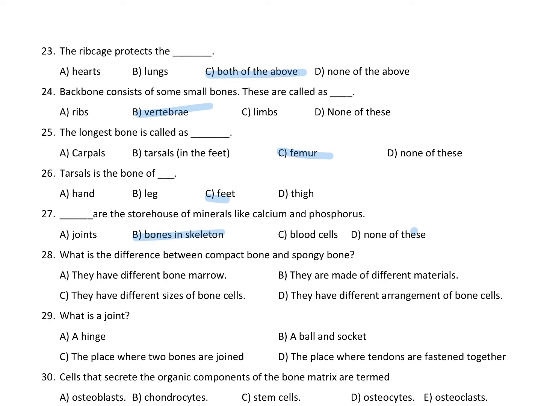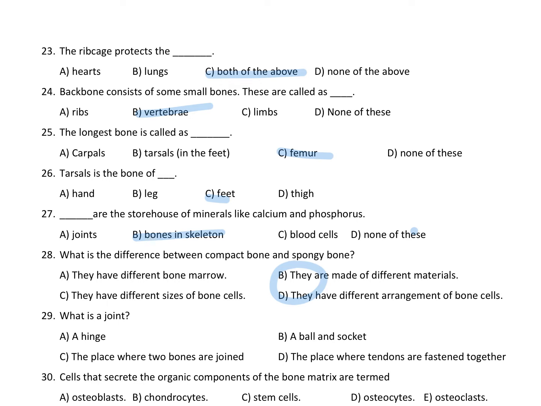Bones in the skeleton are the storehouse for minerals like calcium and phosphorus. Now, giving you a heads up, use the test to answer the test. That's going to come up later on. Calcium and phosphorus. All right, so I'm going to apologize on this one. Depending on how you read this, you could go with B or D. So 28, I would not put on the test. Depends on how technical you really want to get there.